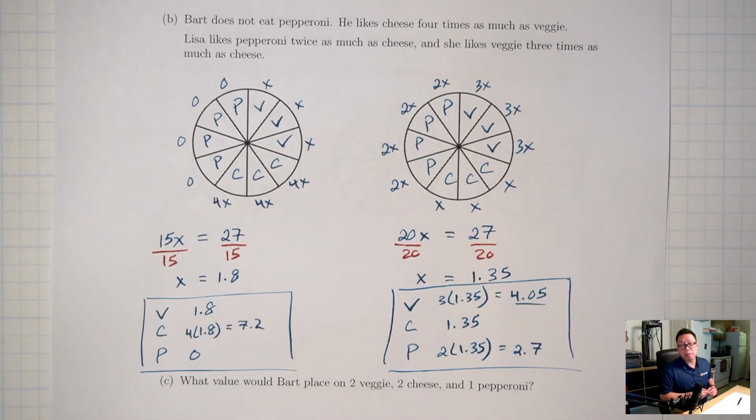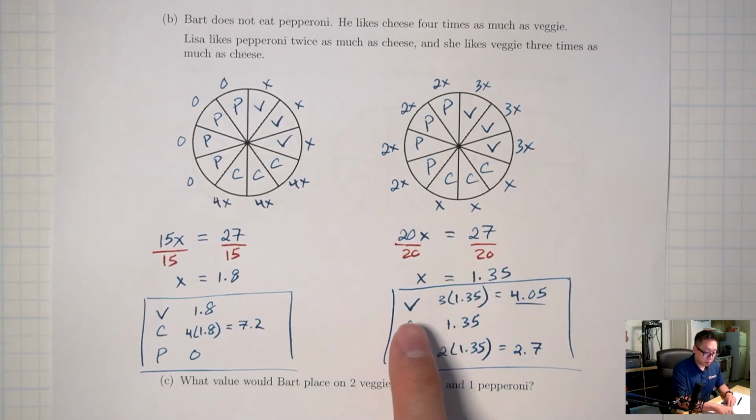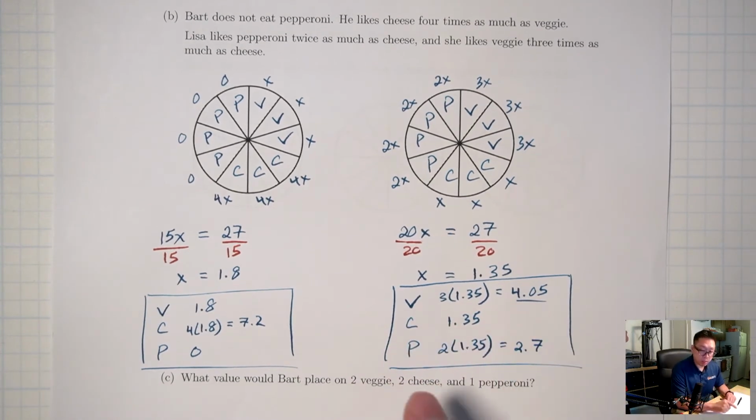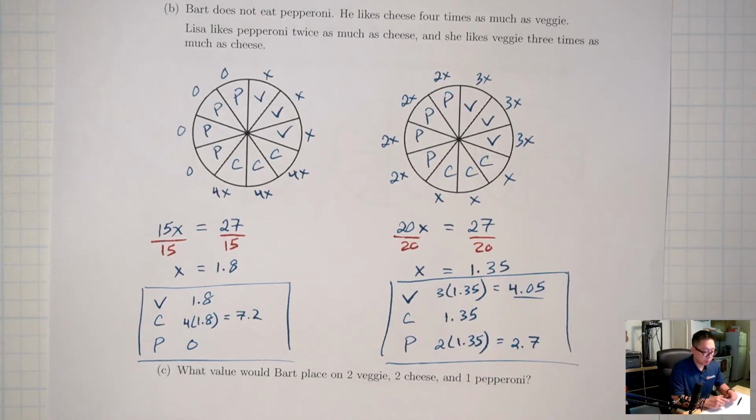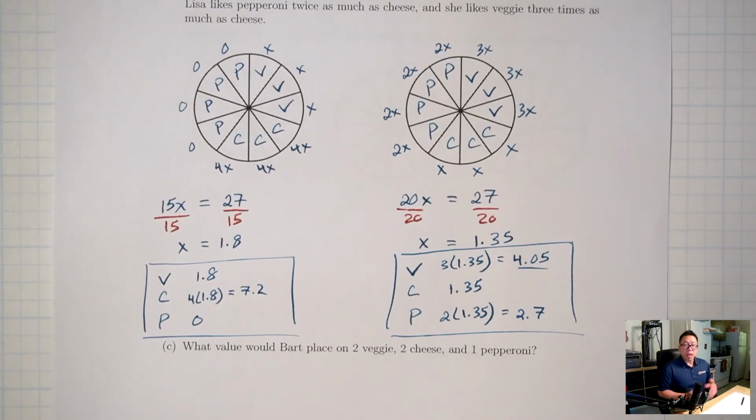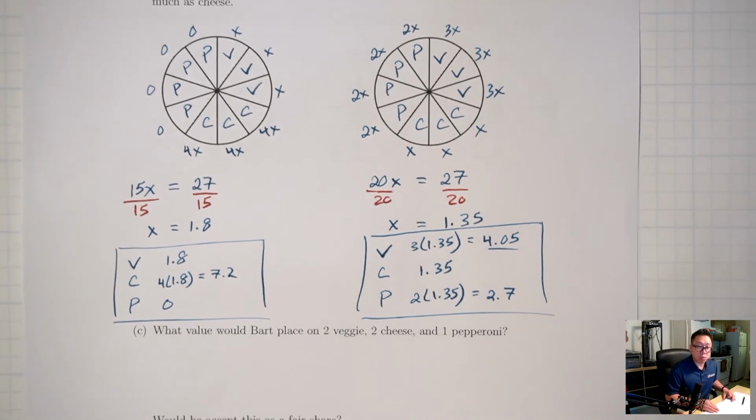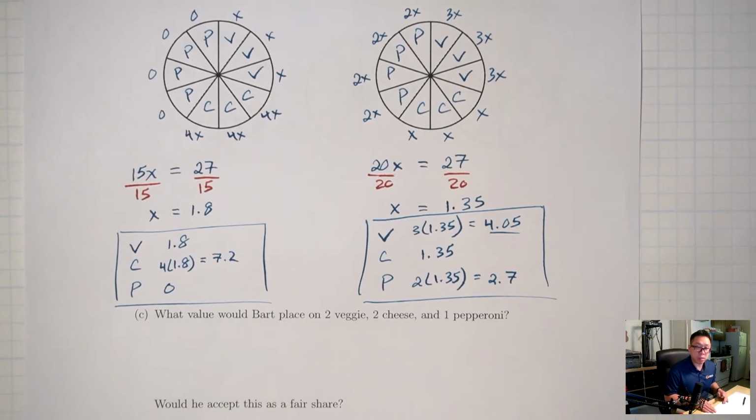And these are Lisa's values of each slice. She values the veggie at $4.05, the cheese at $1.35, and the pepperoni at 2.7, or $2.70. All right, so now that we know how each person looks at the pizza, we can answer a question like part C. What value would Bart place on 2 veggies, 2 cheese, and 1 pepperoni? So if we gave him 2 veggie, 2 cheese, and 1 pepperoni, how would he look at that? What value would he place on that?